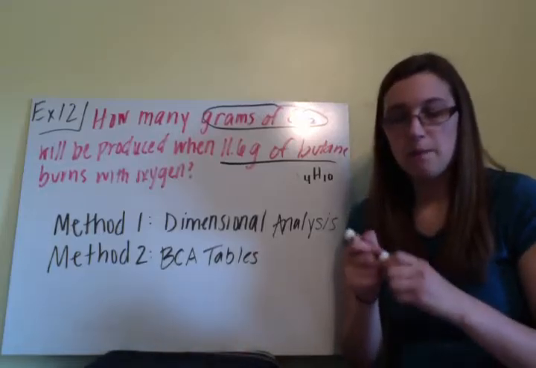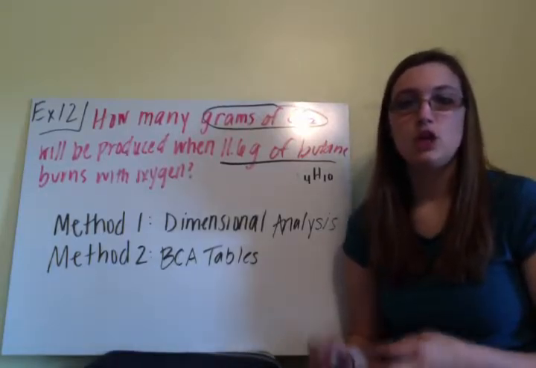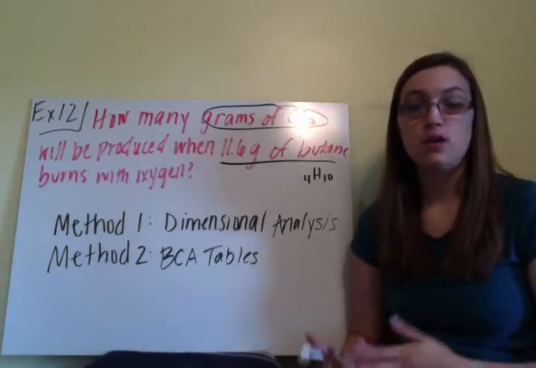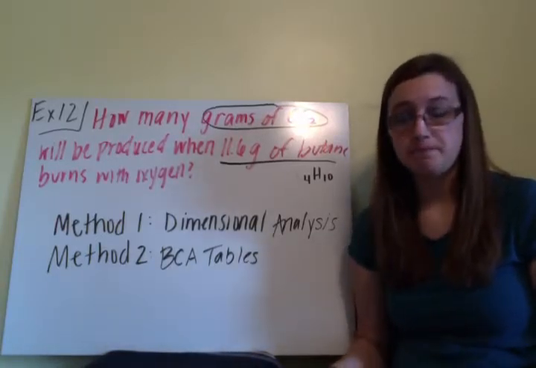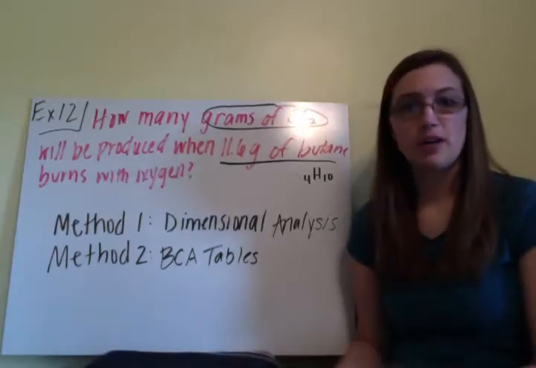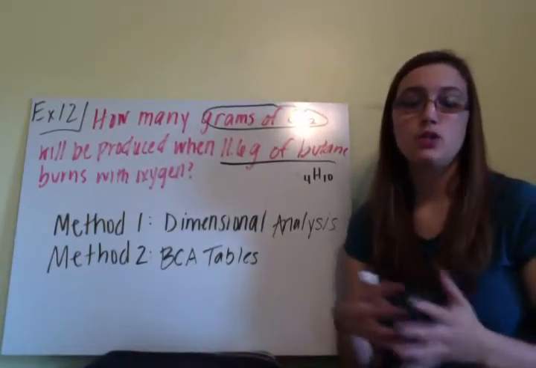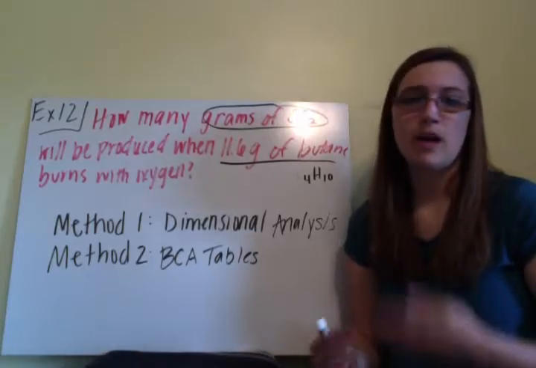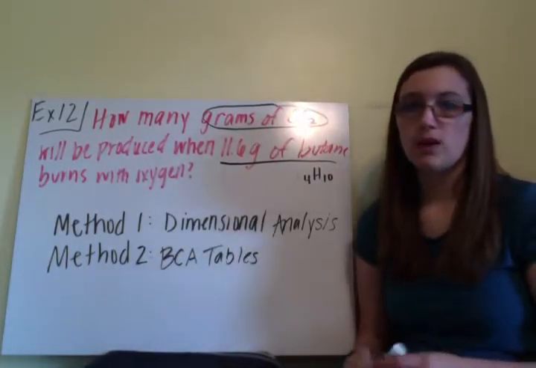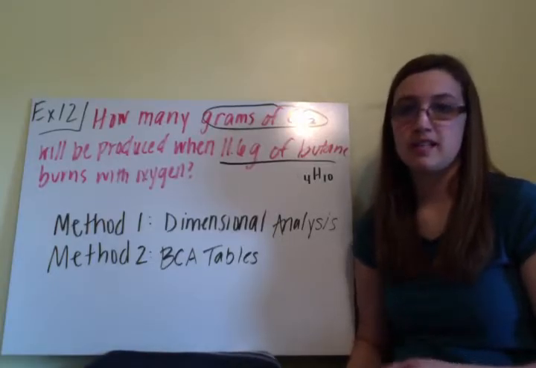Either method you choose, you have to start off the same way. The first thing you have to do is write your balanced equation. Once you have your balanced equation, convert your grams to moles. Those two steps are the exact same no matter which method you choose. So to start off with method 1, we're going to look at dimensional analysis.